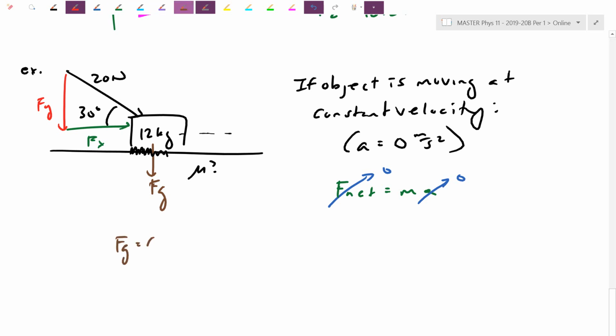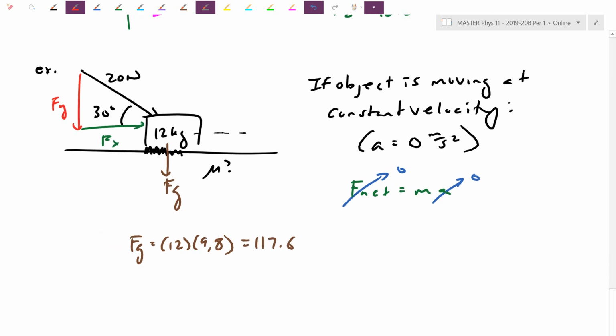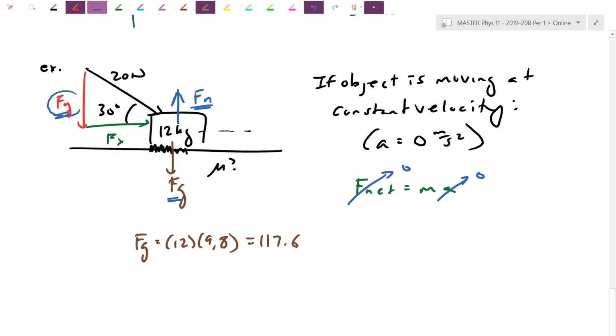Fg is supposed to be mg, so 12 times 9.8, which is 117.6. Normally the Fg would be exactly counterbalanced with the Fn. In this case, you'll notice that because of my angle, I'm actually pushing downwards as well, so the Fn not only needs to support gravity, it also needs to support the Fy part of my applied force.